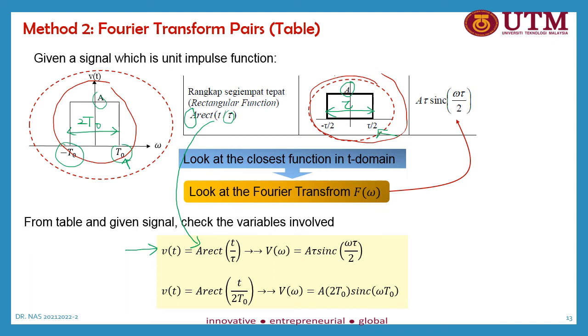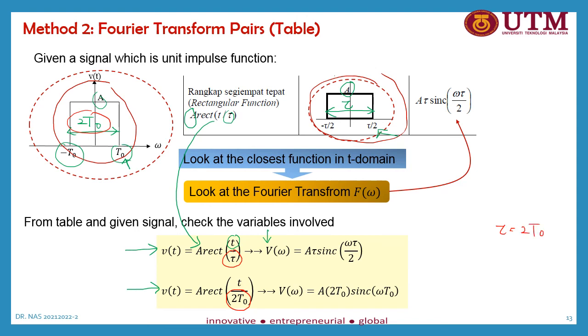So in Fourier transform, don't forget, you need to use a capital letter V(ω). V(ω) is equal to the equation you can see from the table, from the third column. So now you need to compare with the given signal. In this case, your v(t) equals a rectangular function, t is the domain, and tau is the width of the signal. The width of your signal is 2T0, meaning that in this case, tau equals 2T0.